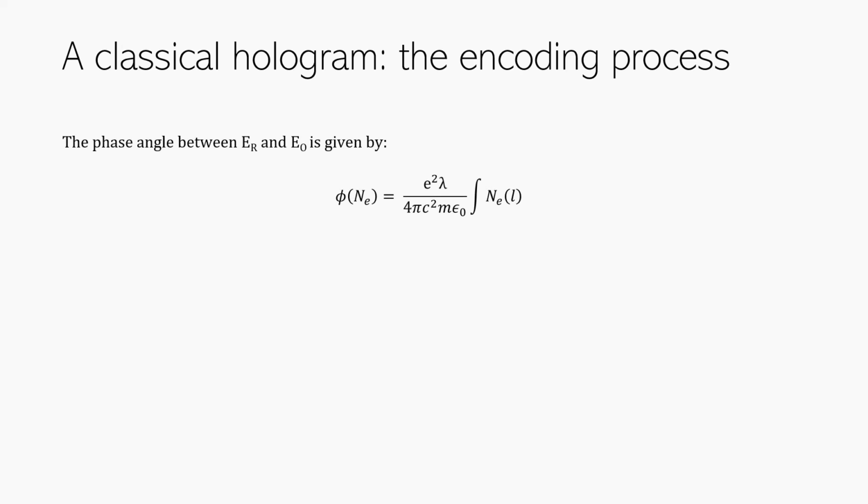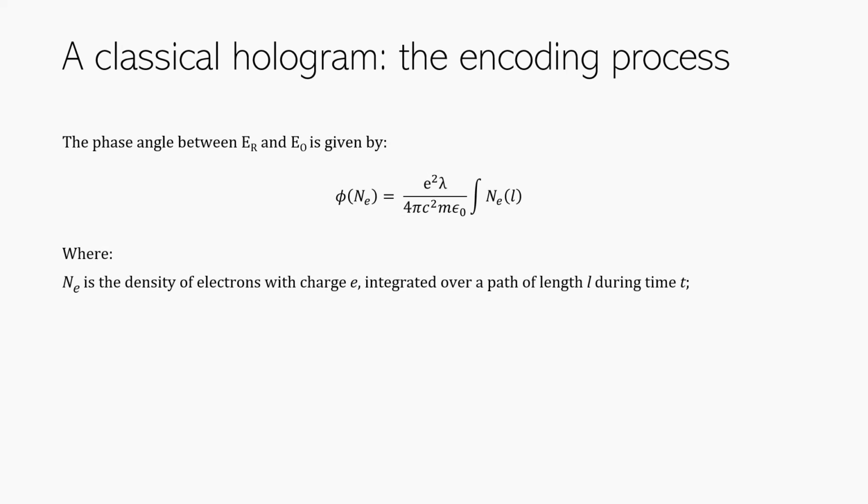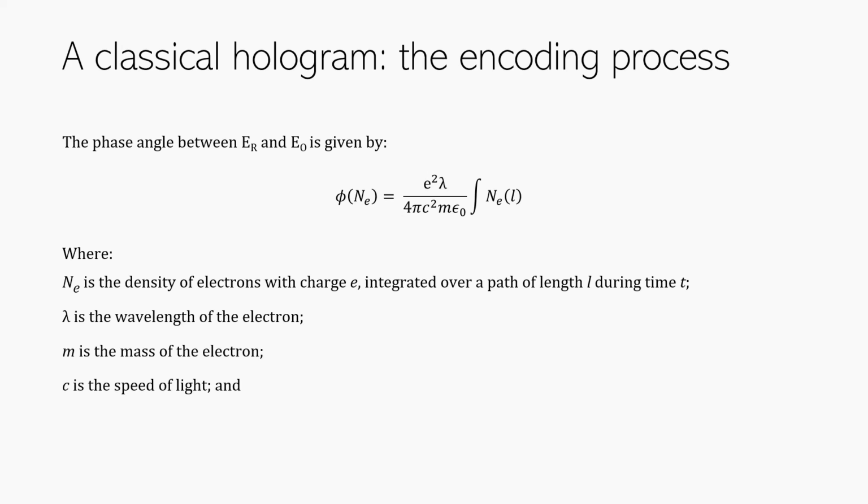Here, we're measuring the phase angle between ER and EO, given by this equation. And we're integrating N, the density of electrons with charge E, over a path of length L during time t, where lambda is the wavelength of the electron, m is the mass of the electron, c is the speed of light, and epsilon is the permittivity of free space.